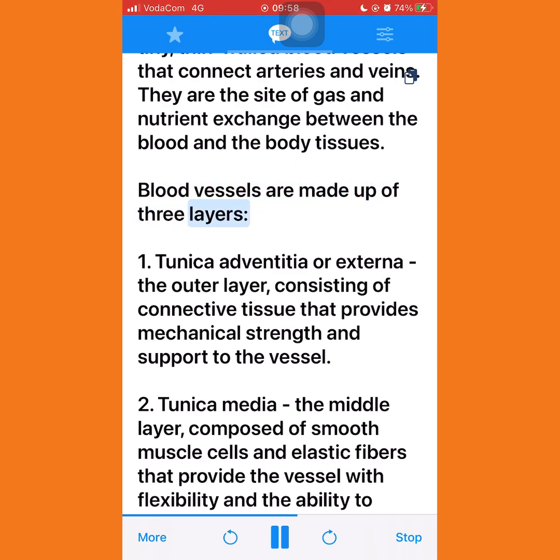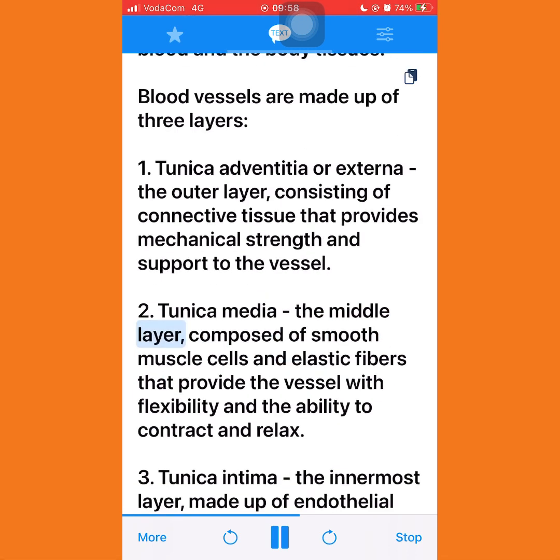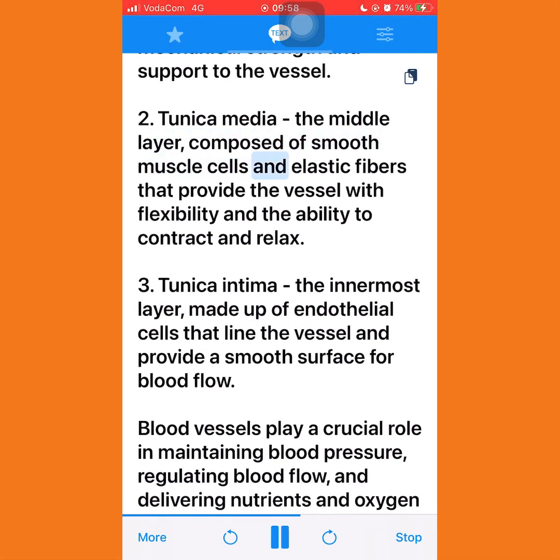Blood vessels are made up of 3 layers. 1. Tunica adventitia or externa, the outer layer, consisting of connective tissue that provides mechanical strength and support to the vessel. 2. Tunica media, the middle layer, composed of smooth muscle cells and elastic fibers that provide the vessel with flexibility and the ability to contract and relax.